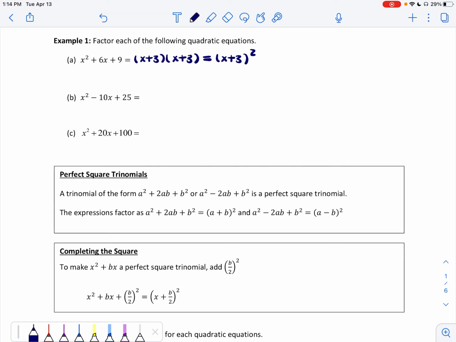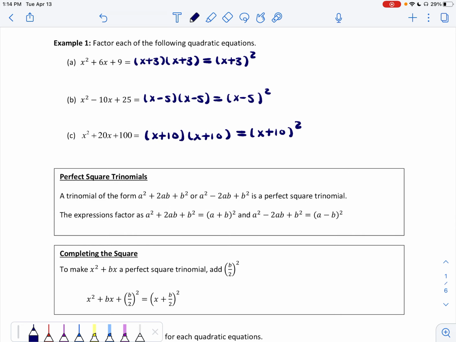Okay. Similarly, in B, we're looking for numbers that multiply to 25 but add to a negative 10. So that would be x minus 5 times x minus 5, or x minus 5 quantity squared. Okay, and then lastly in part C, we're looking for numbers that multiply to 100 and add to 20. So that would be x plus 10 and x plus 10, or equivalently x plus 10 quantity squared.